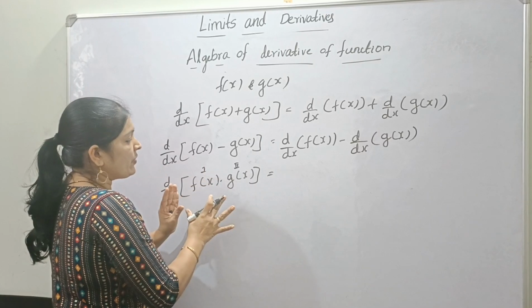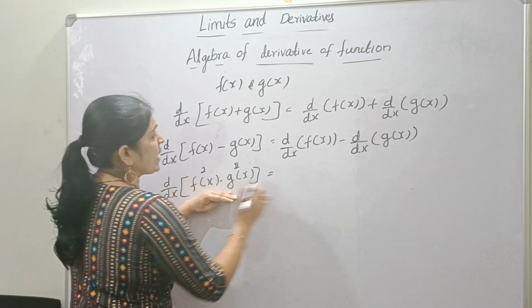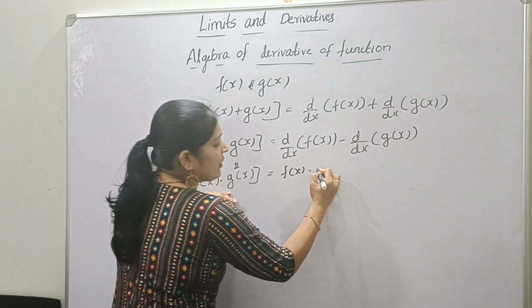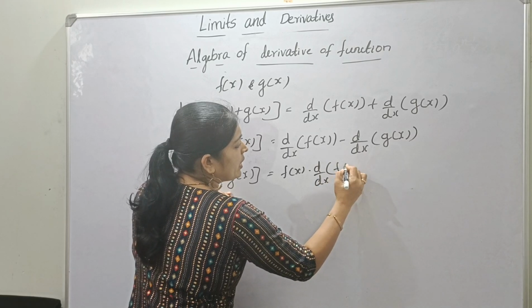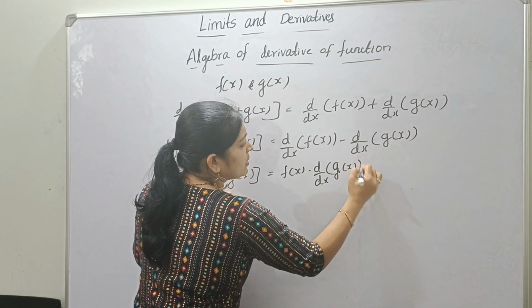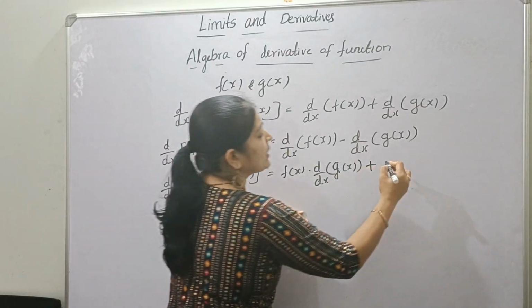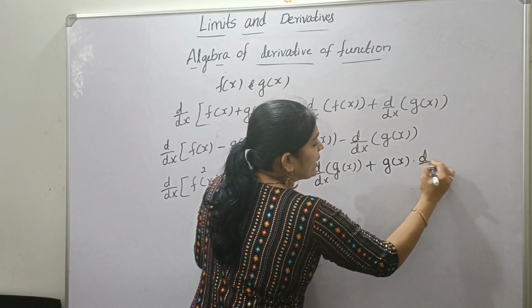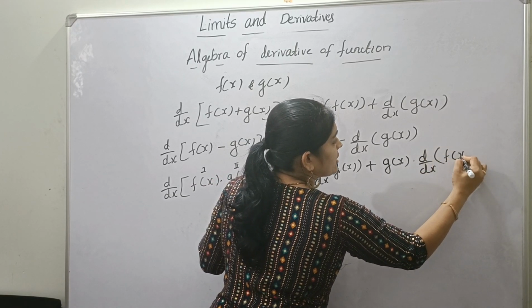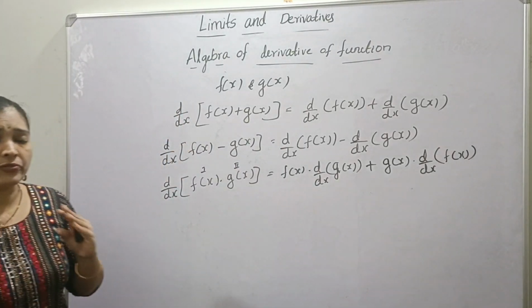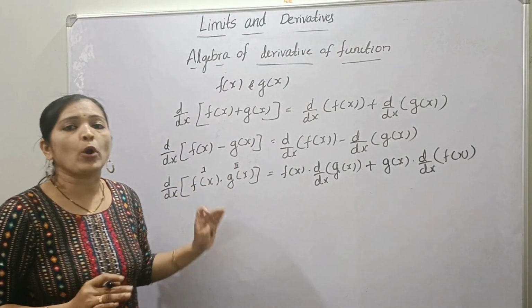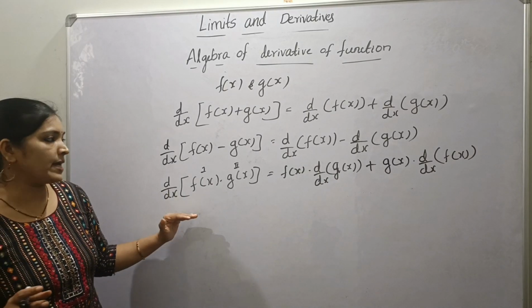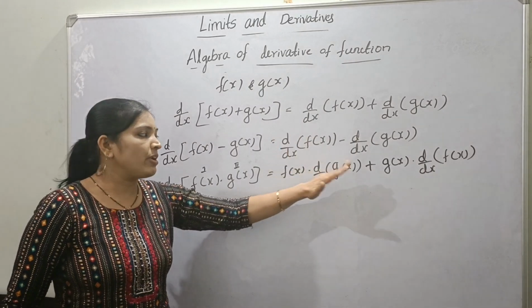Then the derivative of a product of two functions is the first function, that is f(x), into the derivative of the second function, plus the second function, that is g(x), into the derivative of the first function, that is f(x). Remember, very very important, it is called the product rule. So the derivative of a product of two functions is the first function into the derivative of the second function.